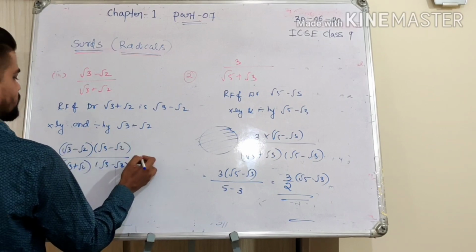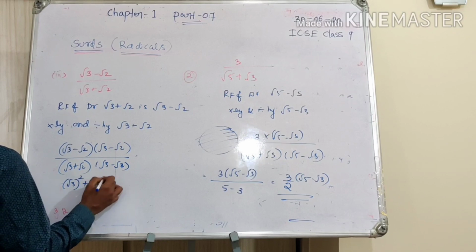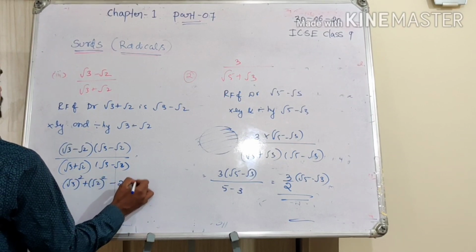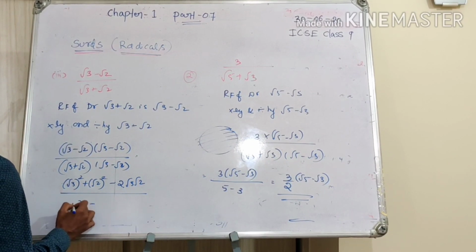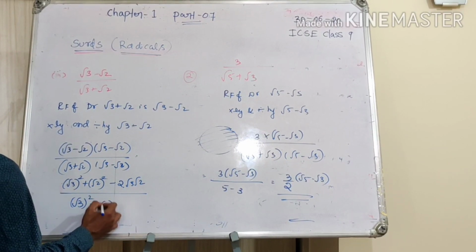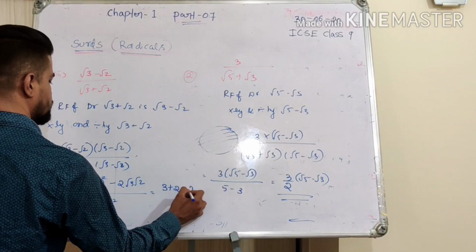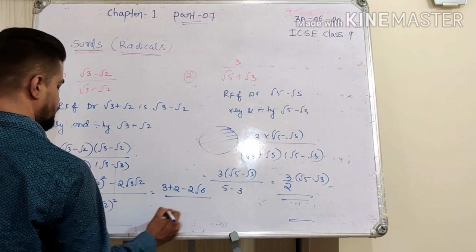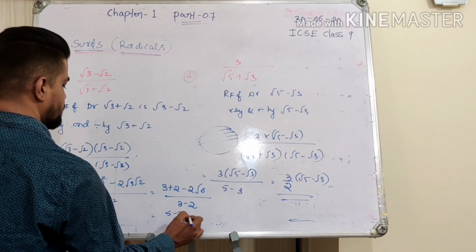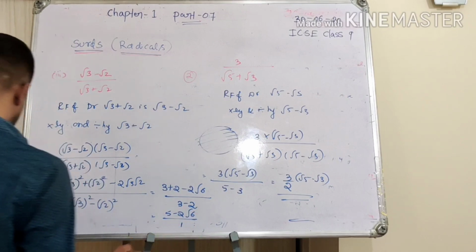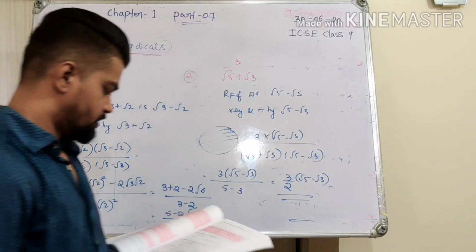So this is the a minus b whole square format. So we end up with root 3 square plus root 2 square minus 2 into root 3 into root 2, divided by root 3 square minus root 2 square. What we end up with is 3 plus 2 minus 2 root 6 divided by 3 minus 2. So that is 5 minus 2 root 6 by 1. That is your final answer.